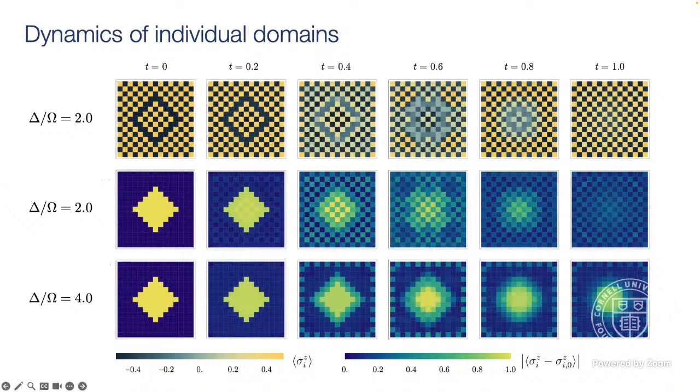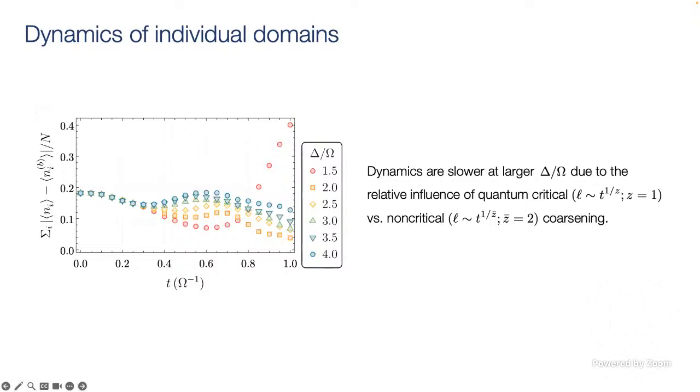And the reason for this, again, is that there are different types of coarsening. Closer to the quantum critical point, you're dominated by the effects of quantum critical coarsening, which is ballistic and faster. Whereas further into the phase, you're dominated by non-critical coarsening, which is diffusive and slower. So this is a nice visualization of how the different types of coarsening come into play.